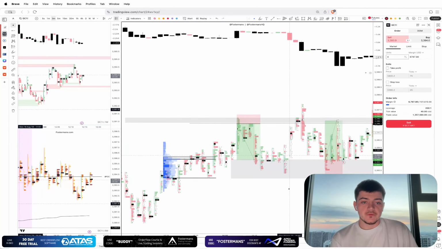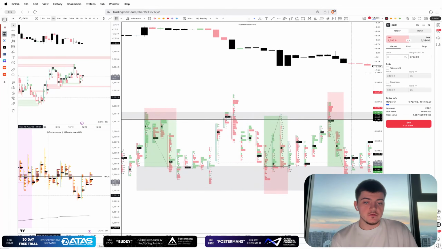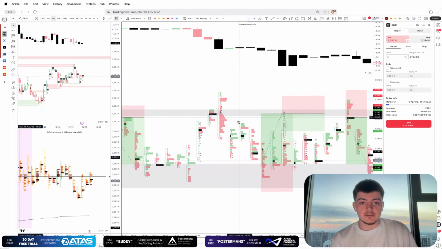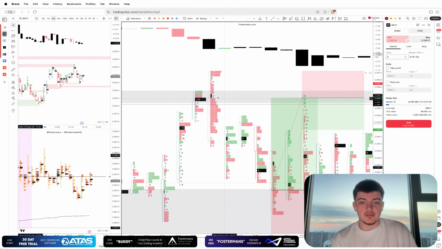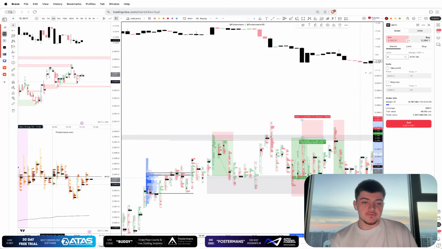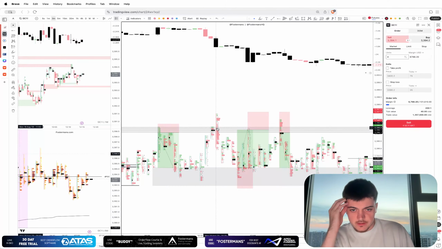So the POC was up here, and we could have taken that short from here. You're looking at this POC right here, just that little black box. That's the only other trade you would have taken, coming into here. So you could have ping ponged that. But other than that, you couldn't have really taken any trades from here.